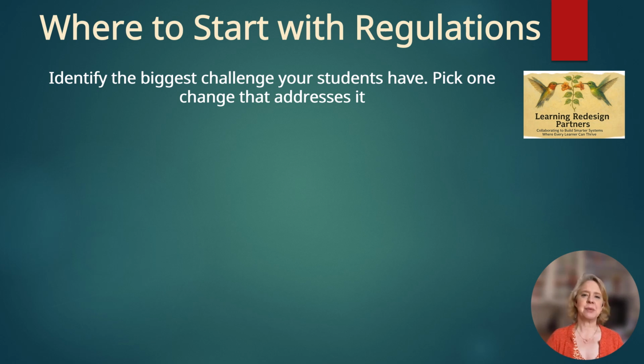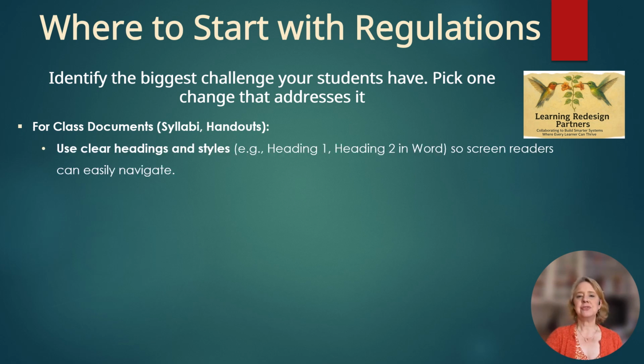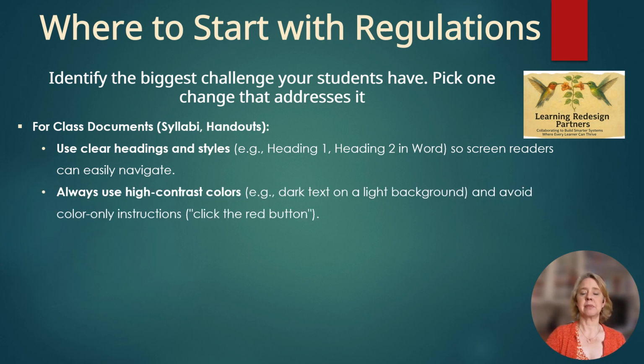So what are some examples of things that we can do? Well, for class documents that include syllabi or handouts, you can use clear headings and styles. This allows screen readers to navigate your documents, and again, makes things accessible for everyone. Always use high contrast colors. Notice in this video, I have something with a dark background and light font. That's something that you will always see me use, because that helps everybody, whether you're visually impaired or not.